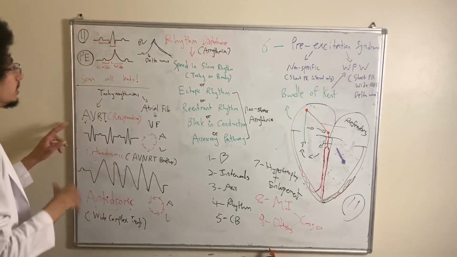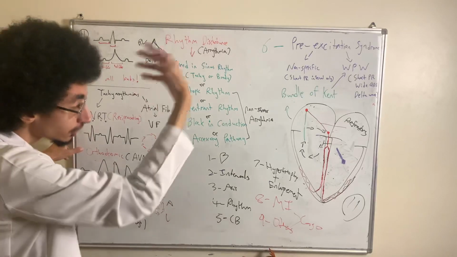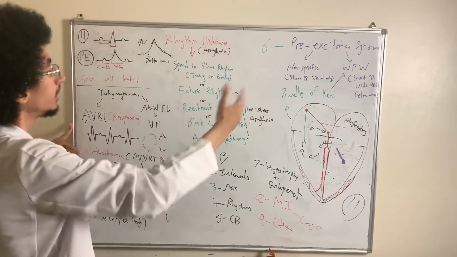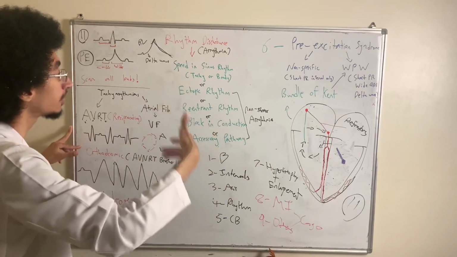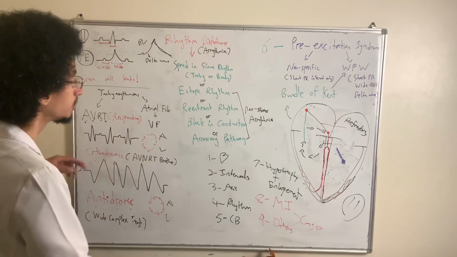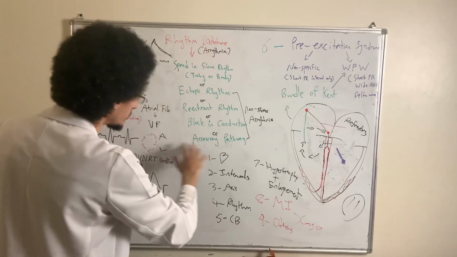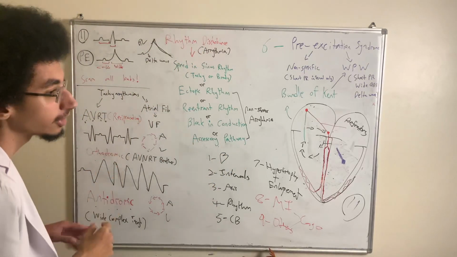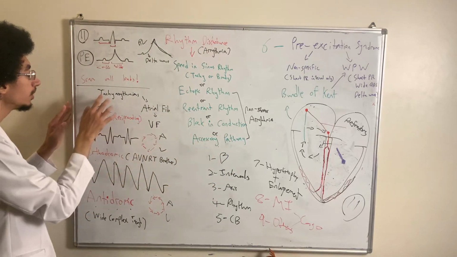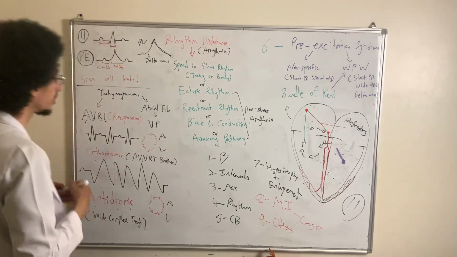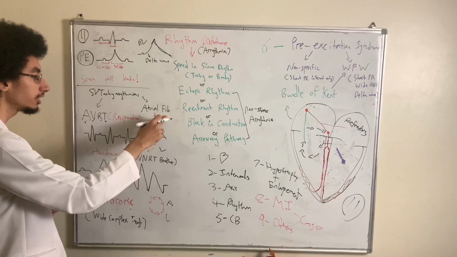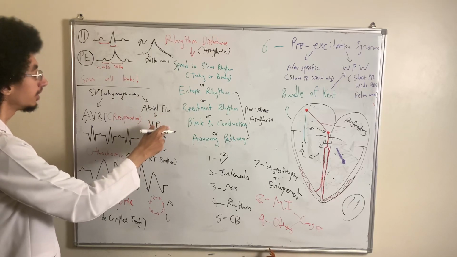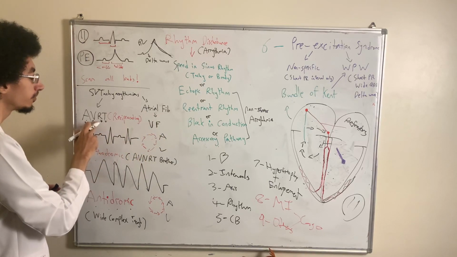And then, the most important part of why we should know about pre-excitation syndrome is that the majority of them are asymptomatic. But we should know about it because this pre-excitation syndrome, an accessory pathway causing a disturbance in the rhythm, can lead to the development of supraventricular tachyarrhythmias. The most common ones are atrial fibrillation, which can lead to ventricular fibrillation, as well as AVRT, atrioventricular reciprocating tachycardia.